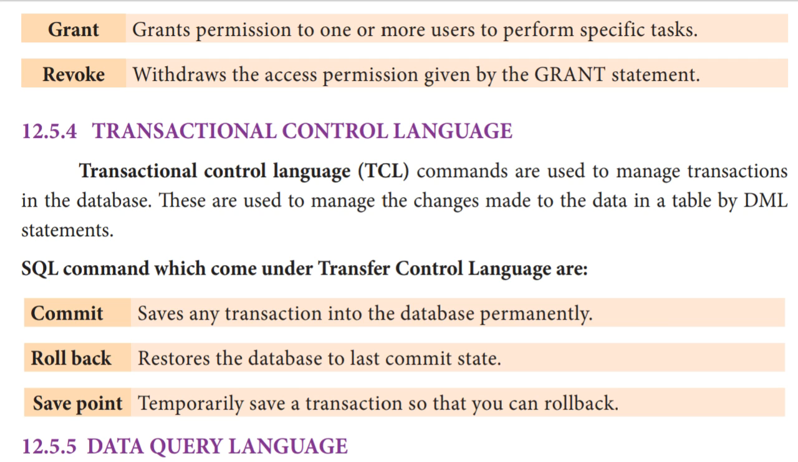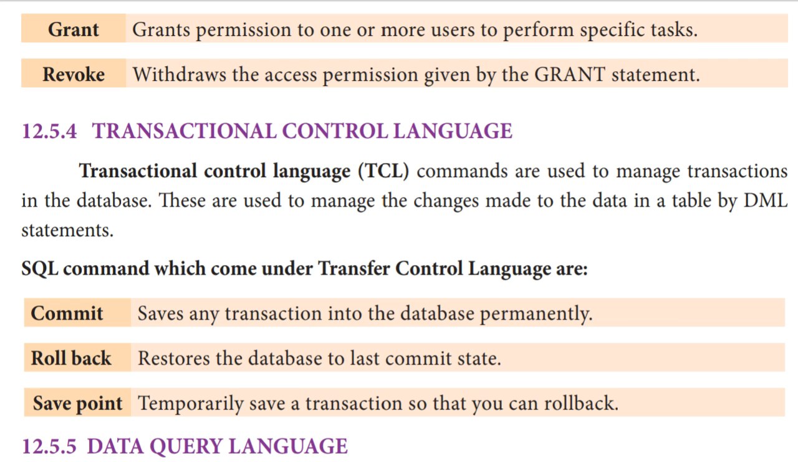Here we have three SQL commands under transaction control language. First one is commit. Commit means it saves any transaction into the database permanently. If we do some modification, it saves that modification permanently. Next one, rollback. Rollback is nothing but an undo. It restores the database to the last commit state. Now I am changing the name Arjun into Aravind. Now I don't want the change, I need Arjun again. At that time I can use the rollback command.